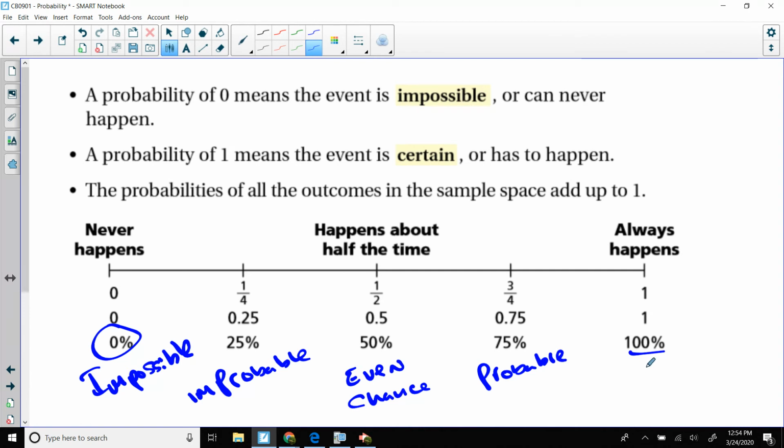100% chance means it's guaranteed, and that's going to be certain. So these are all the probability chances. Again, this would be likely over here at 75%, and this would be unlikely at 25%. And those are all the names of what we would consider percentages to be. Some people would actually consider 25% a lot more likely than improbable. We're just going to use that vocabulary for this particular lesson.